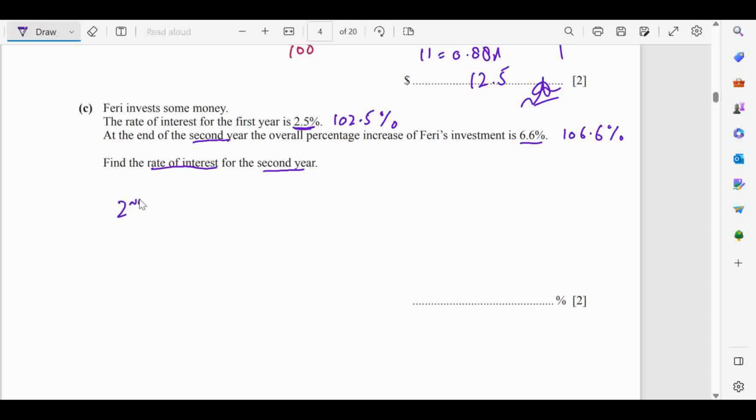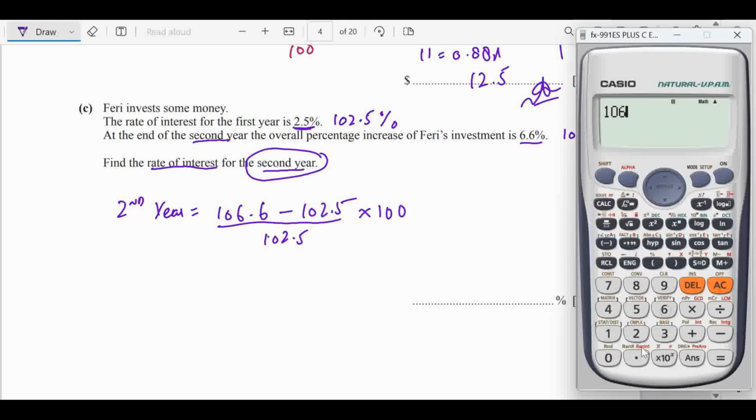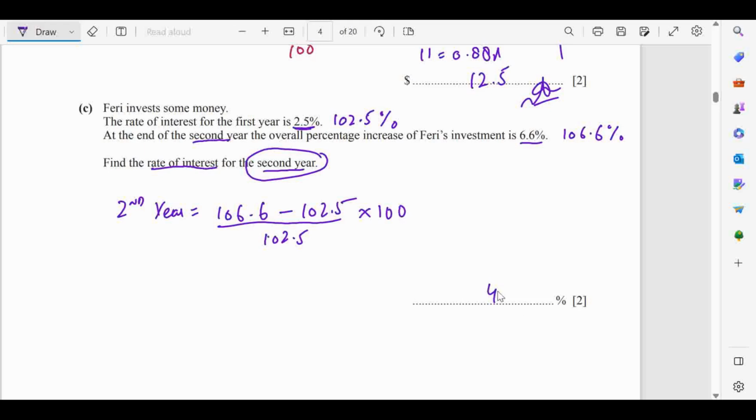Now for the second year, this will be equal to 106.6 minus 102.5, whole divided by, no need to write the percentage sign because we are already finding it in terms of percentage. As we know that this is for the second year, we need to divide it by 102.5, and we have to find the rate of interest, so multiply by 100. So this will be 106.6 minus 102.5 divided by 102.5 multiplied by 100. So the final answer will be 4%. So 4% will be the interest rate for the second year.